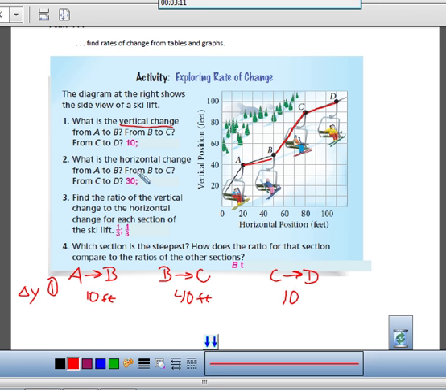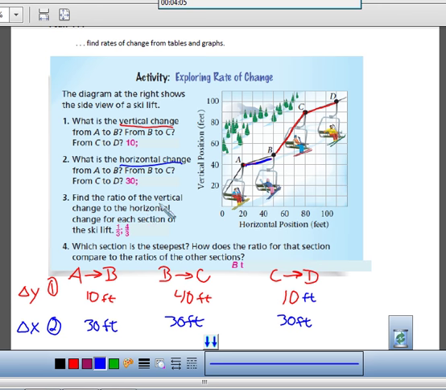Alright, now question 2, what is the horizontal change? Horizontal, remember, is going from side to side. So now we're going to use our x-axis. From A to B, it's changing horizontally from 20 to 50. So the horizontal change, this is question 2. Now, change in x is delta x. So this symbol, whenever you see it, means change. Delta x, or change in x, is 30 feet for A to B. For B to C, from here to here, is also changing 30. And then from C to D is also changing 30 feet.